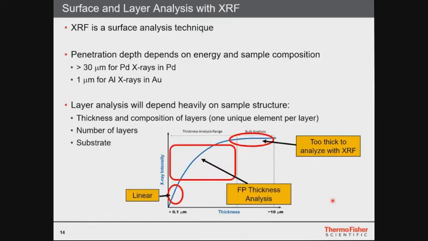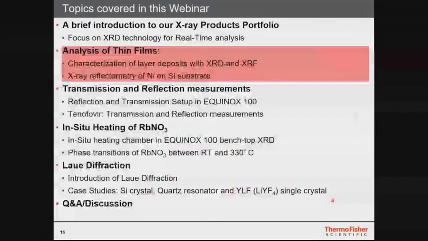We have a linear and no longer linear range, which we can refine using fundamental parameters. From about 0.1 micrometer to something like 7 or 8 micrometer, we can easily do thickness analysis. And afterwards, we are getting into the regime of bulk analysis, where it's no longer possible to do thickness analysis. So now we start with our first application in thin films.